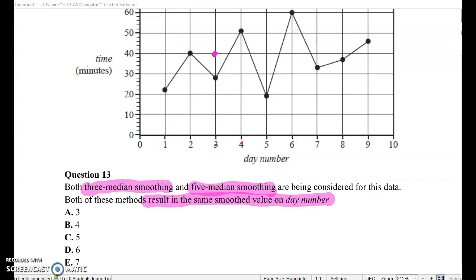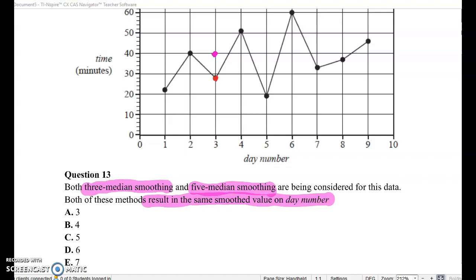Then with our 5 median smoothing, we've got 1, 2, 3, 4, 5 bits of data. Because there's 5 bits of data, we're going to get the third, aren't we? So looking at those 5, we've got 1, 2, 3. So with 5 median smoothing, it would be centered at a bit under 30. So it's not day 3. Day 4.